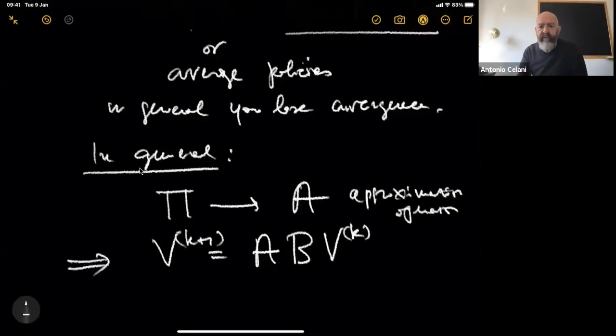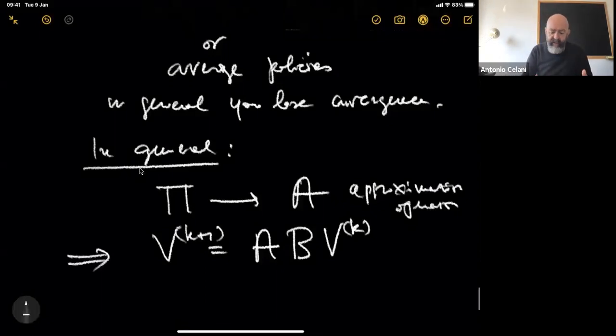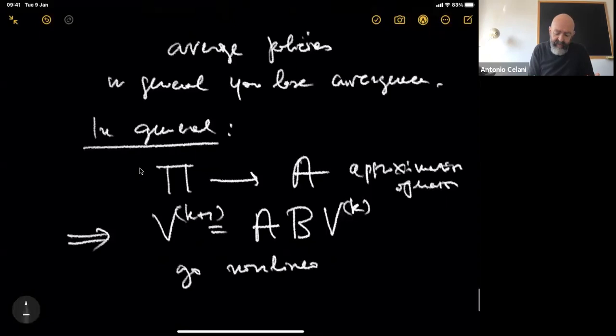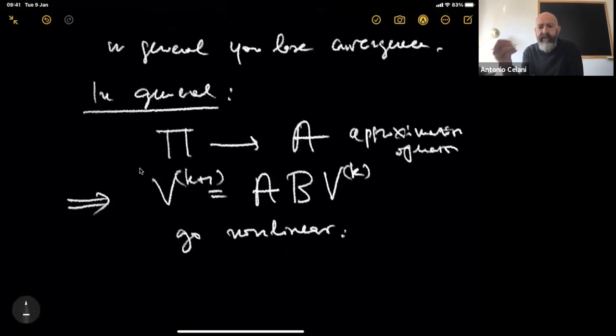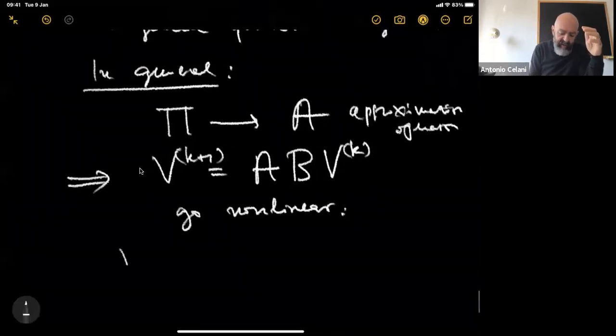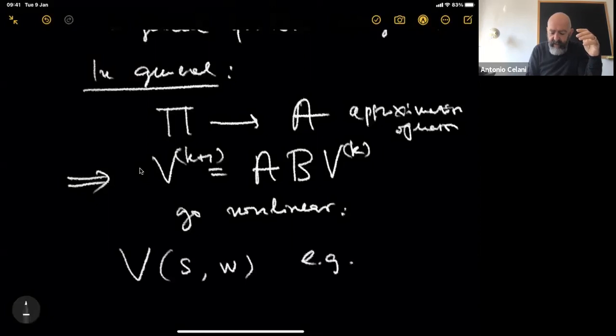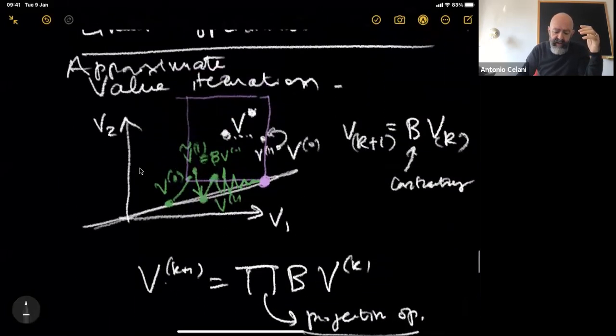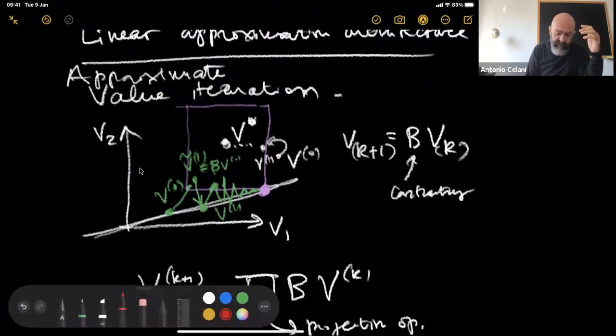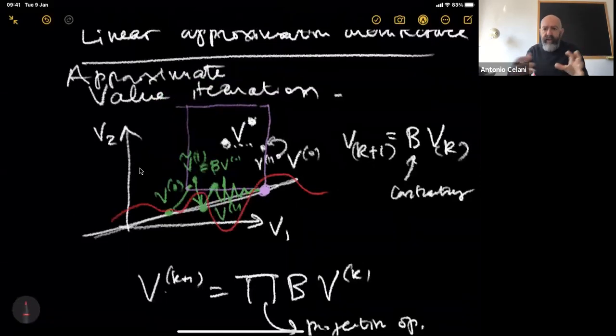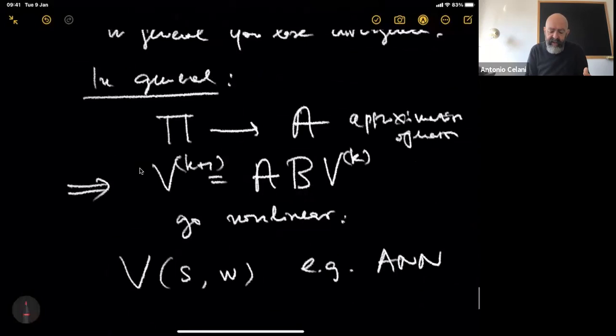So what is the idea of generalizing to something which is not a projection operator? It's because this allows you to go nonlinear. So what is the example? The example is, for instance, that rather than selecting a linear subspace over which you approximate your value functions, you choose a nonlinear approximation. For instance, an artificial neural network. So what is the idea? The idea is that now you don't use a linear approximator here. You use something more powerful like a neural network, which you can deform as a function of the parameters in order to make it come closer to your desired point, okay? So formally speaking, this amounts to using a different approximation operator.